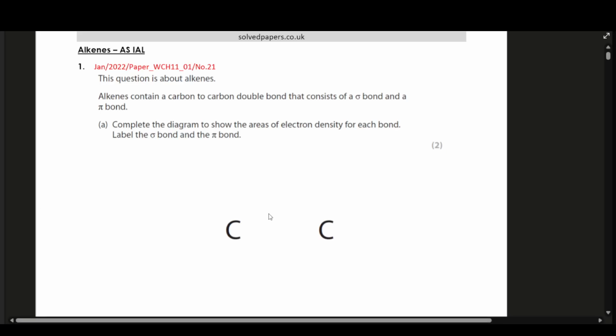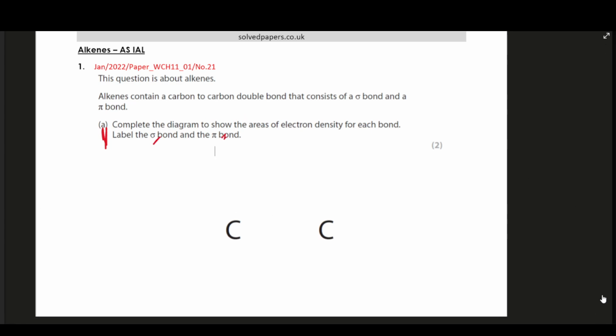All right, let's start. The first question is about alkenes. Alkenes contain a carbon-to-carbon double bond that consists of a sigma bond and a pi bond. So they basically told you to complete the diagram to show the areas of the electron density for each bond. So you have to label the sigma bond and the pi bond right here.